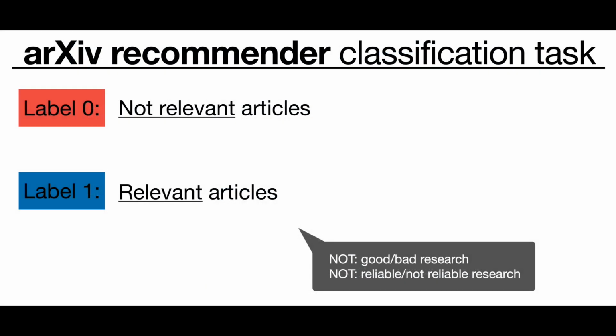And just as a reminder, this binary classification setting seeks to filter the abstracts based on the surface level characteristics of the text. The goal here is not to separate good research from bad research or reliable research from not reliable research, but just to detect the articles of topical interest to you.